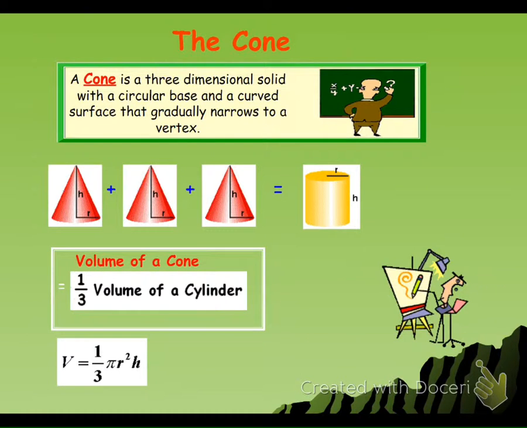Here we have a cone. It's a 3-dimensional solid with a circular base and a curved surface that gradually narrows to the vertex. We've worked with cones. If this has the same height and radius as the cylinder, it will take 3 of the cones of the same height and radius to fill up this cylinder. And so the volume of a cone is 1/3 the volume of a cylinder. That formula written out explicitly is volume equals 1/3 pi r squared h.